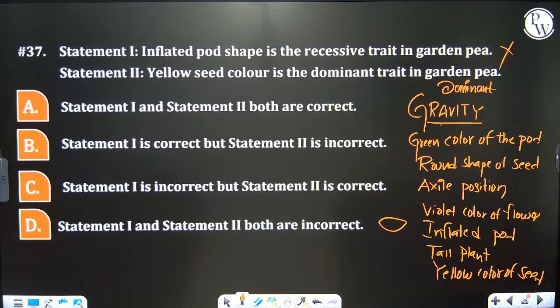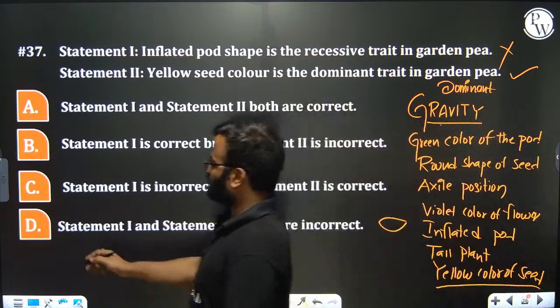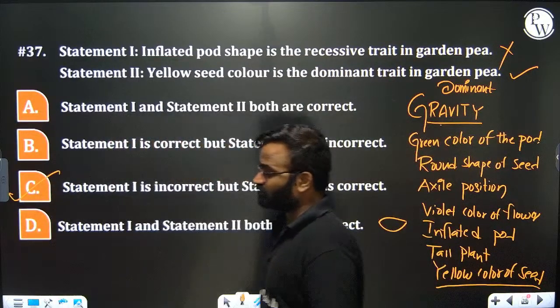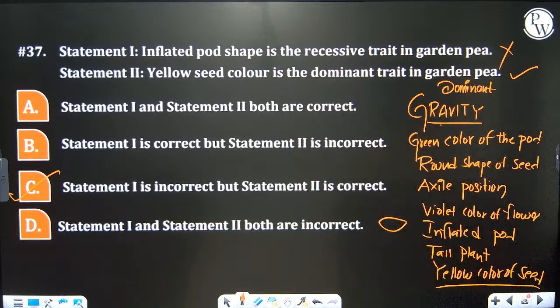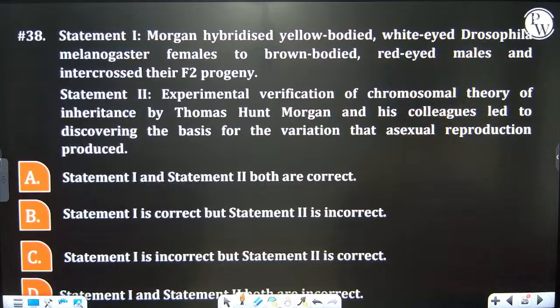What is the next statement saying? Yellow seed color is the dominant trait in the pea, see, yellow seed color is the dominant one, which is true. So statement 1 is incorrect, statement 2 is correct. C would be the answer. Next.